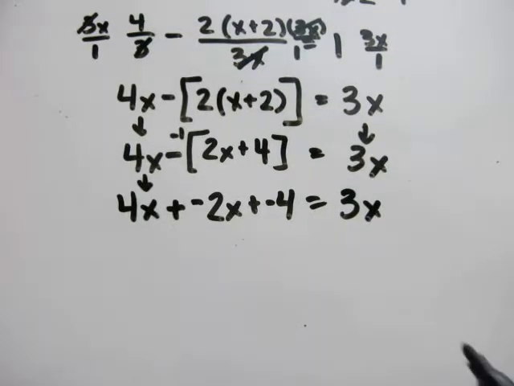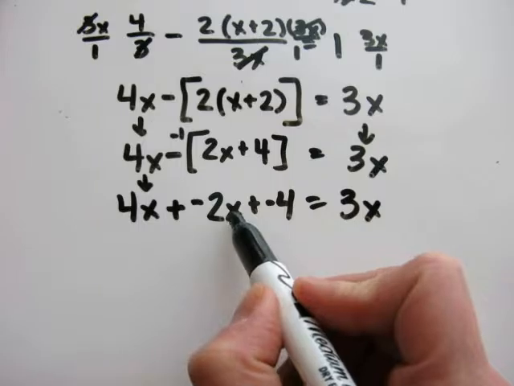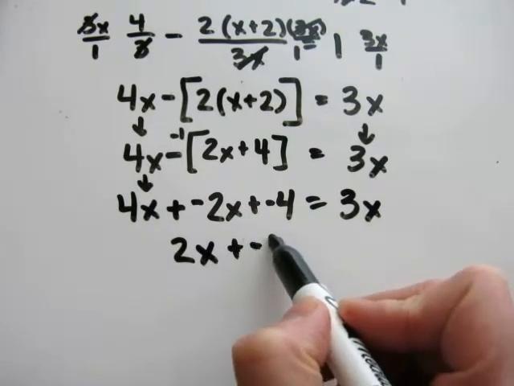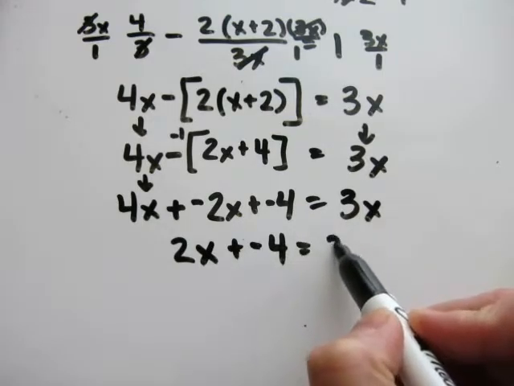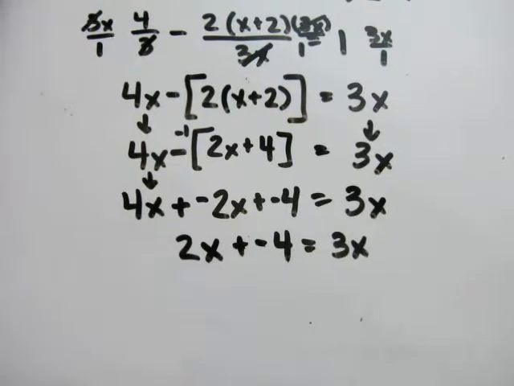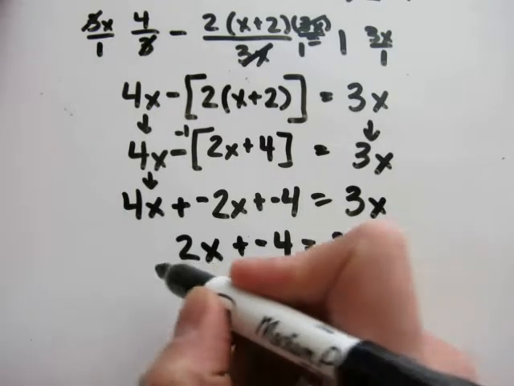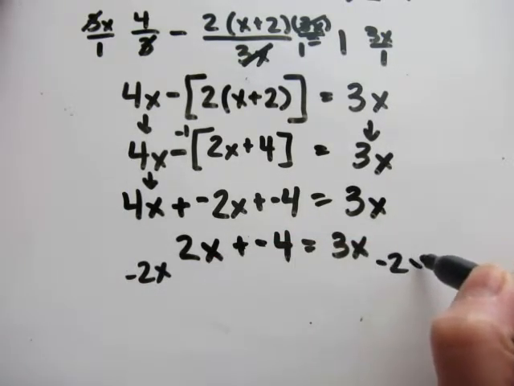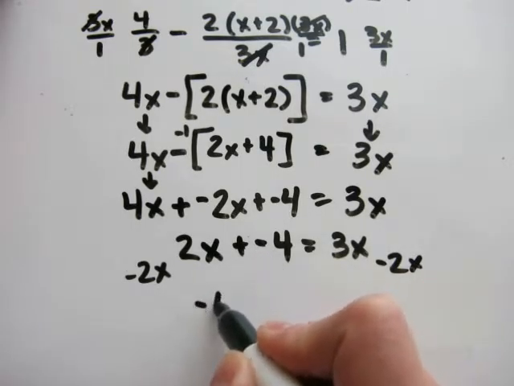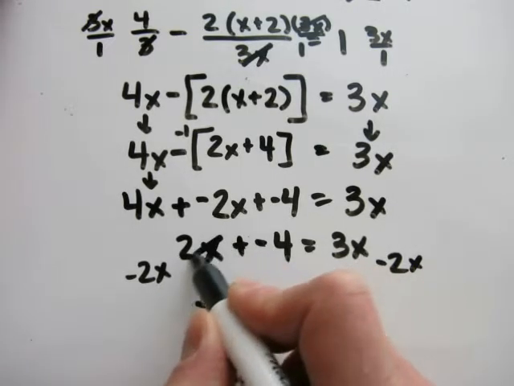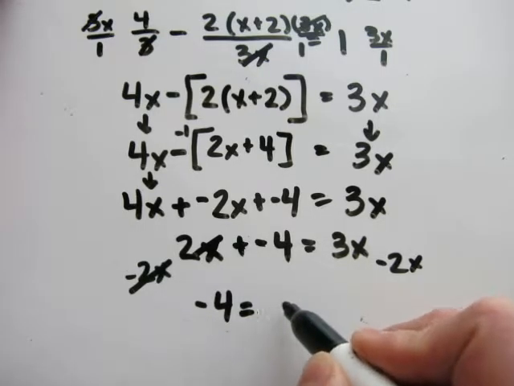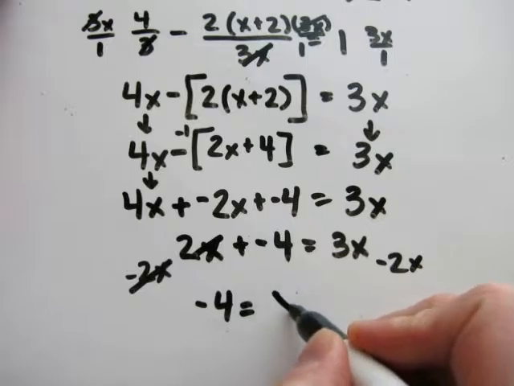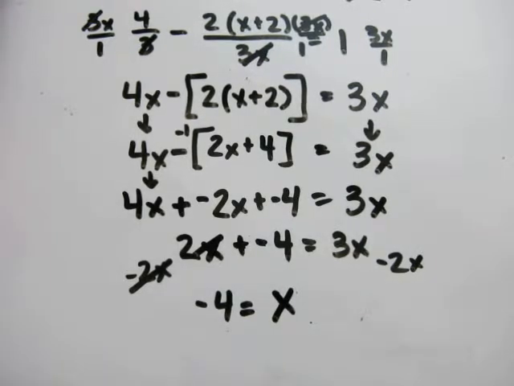Now I'm going to combine like terms. 4x minus 2x is 2x. I want my x's on the same side of the equation. So to do that, I'm going to subtract 2x from each side. So I'm left with negative 4. After those cancel out, 3x minus 2x is x. So x equals negative 4.